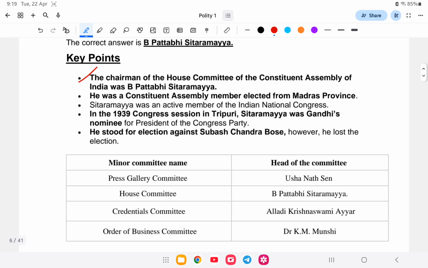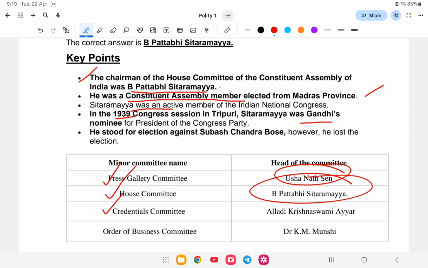The chairman of the House Committee of the Constituent Assembly was Pattabhi Sitaramayya. He was a Constituent Assembly member elected from Madras province. Sitaramayya was an active member of the INC. In 1939 he was the Congress president nominee, though Gandhiji personally appointed. Some of the minor committees are: Press Gallery Committee, Ocean Nath Sen; House Committee, Sitaramayya; Credential Committee, Alladi Krishnaswamy Iyer; and Order of Business Committee, K.M. Munshi. Let's go to the next question.